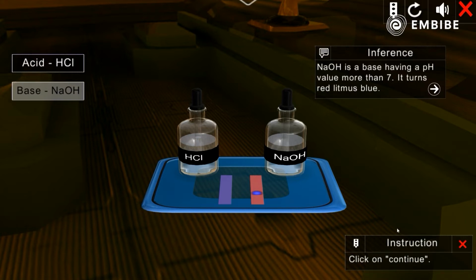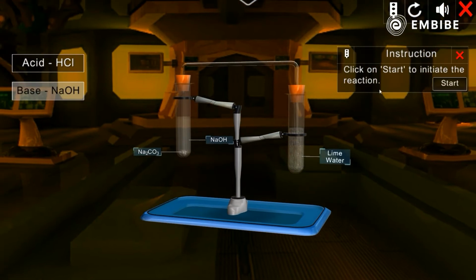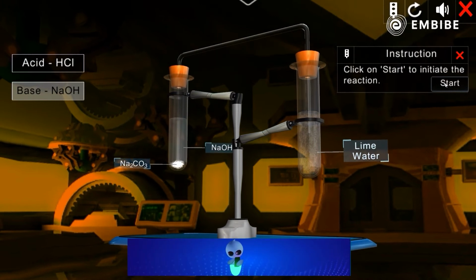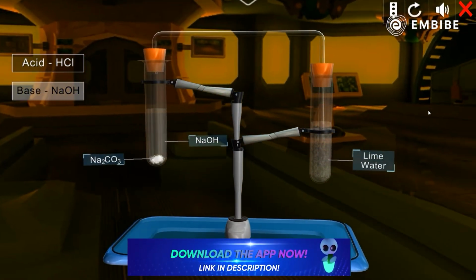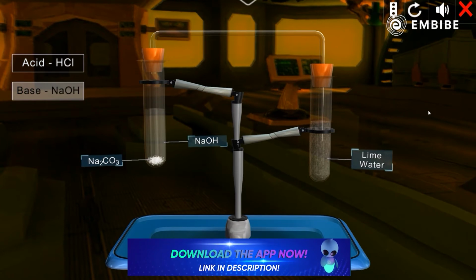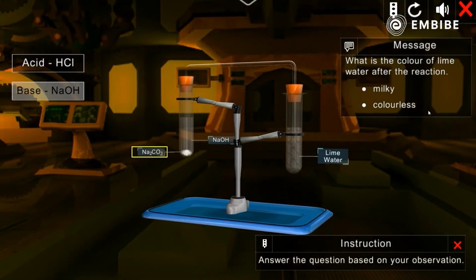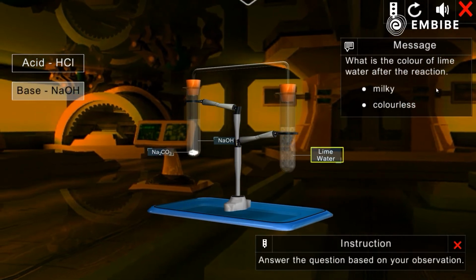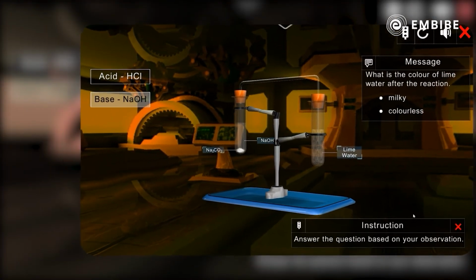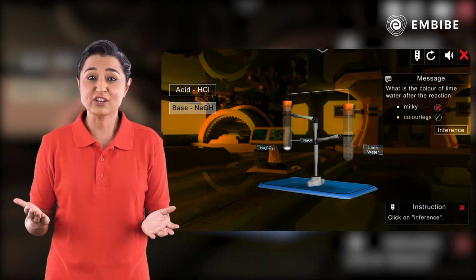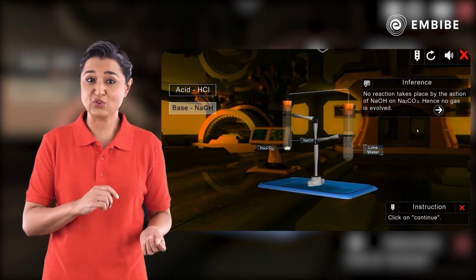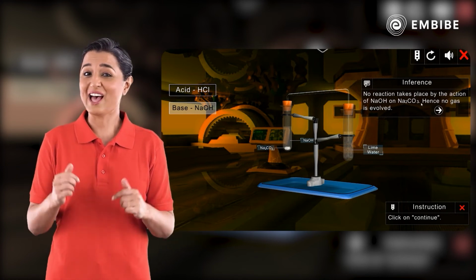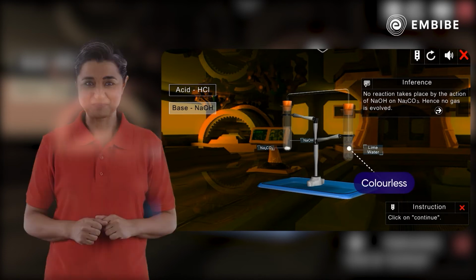Let us now study the reaction of NaOH with Na2CO3. The two test tubes are connected by means of a delivery tube and are sealed by a cork. One test tube is filled with Na2CO3 and NaOH solution, while the other one has lime water. As there is no reaction taking place between Na2CO3 and NaOH, no gas is evolved. Hence, lime water remains colorless.